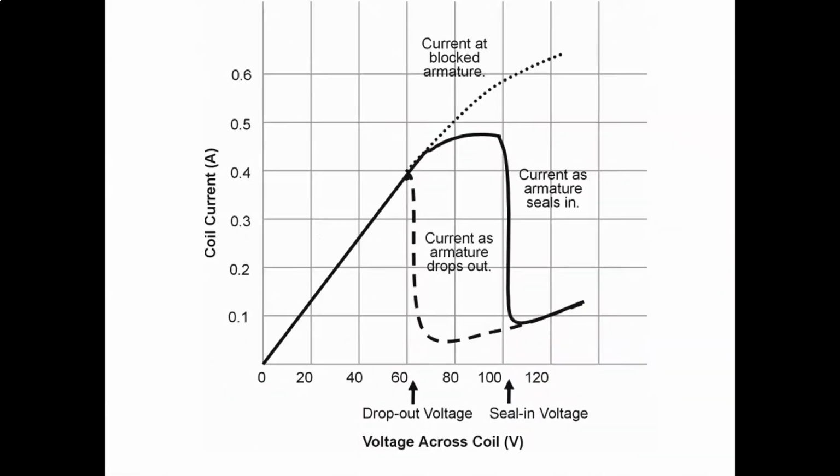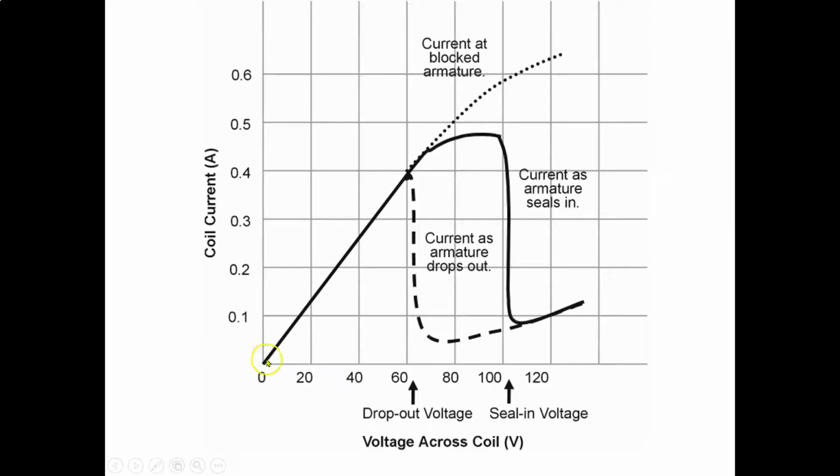Okay, so here we have a little graph for you. We have coil current on the left-hand side here in amps, so 0.1 amp up to 200 milliamps. Then we have the voltage across the coil in volts, so 20 volts up to about 120 volts here. Again, this goes back to the 85% seal-in and 50% dropout voltage.